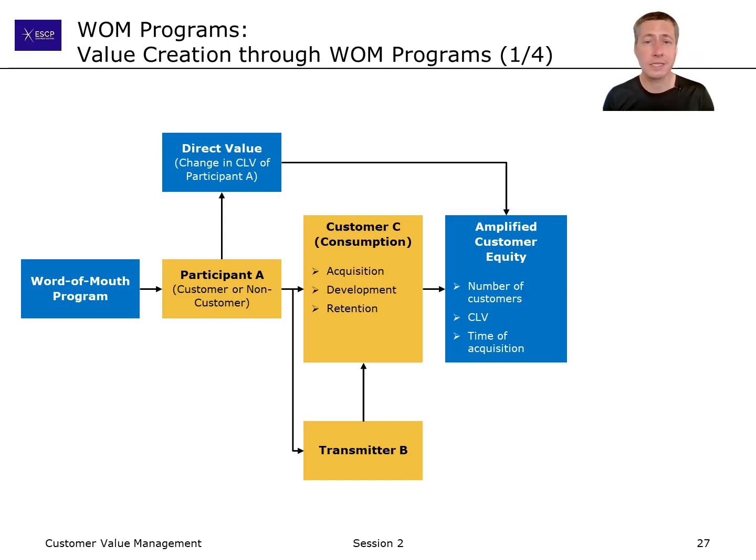We may get that higher customer equity because we now have more customers, because some customers have been acquired that would not have been acquired otherwise. So there is an effect on the number of customers. And or there may be an effect of the CLV due to development and retention. The CLV of the customers we already have may be higher. And there may even be a discounting effect. If customers are acquired sooner rather than later, their revenues are discounted less, which also has an impact on their CLV. This leads to an amplified customer equity. And that is the value of the word of mouth program.